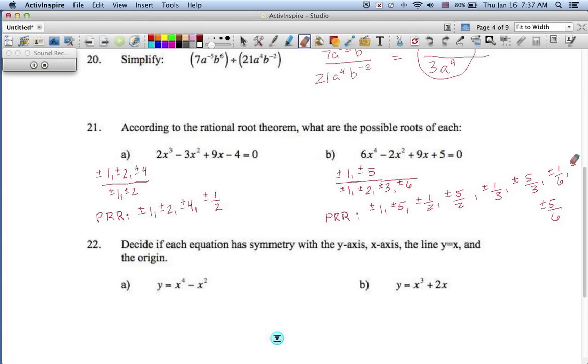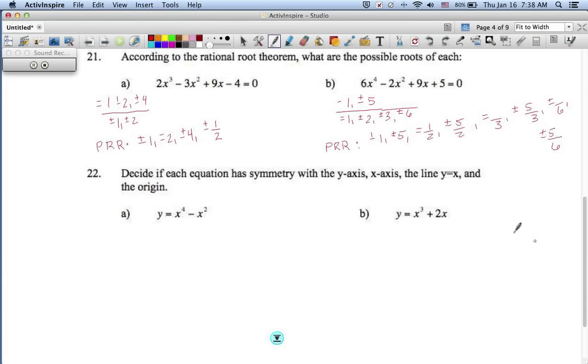And on to the last problem here on page 4. Does it have any symmetry to the y-axis, x-axis, y equals x, and the origin? Alright, so I'm going to break these up into three things: the y-axis, the x-axis, y equals x, and the origin. And then I'm going to think about it.